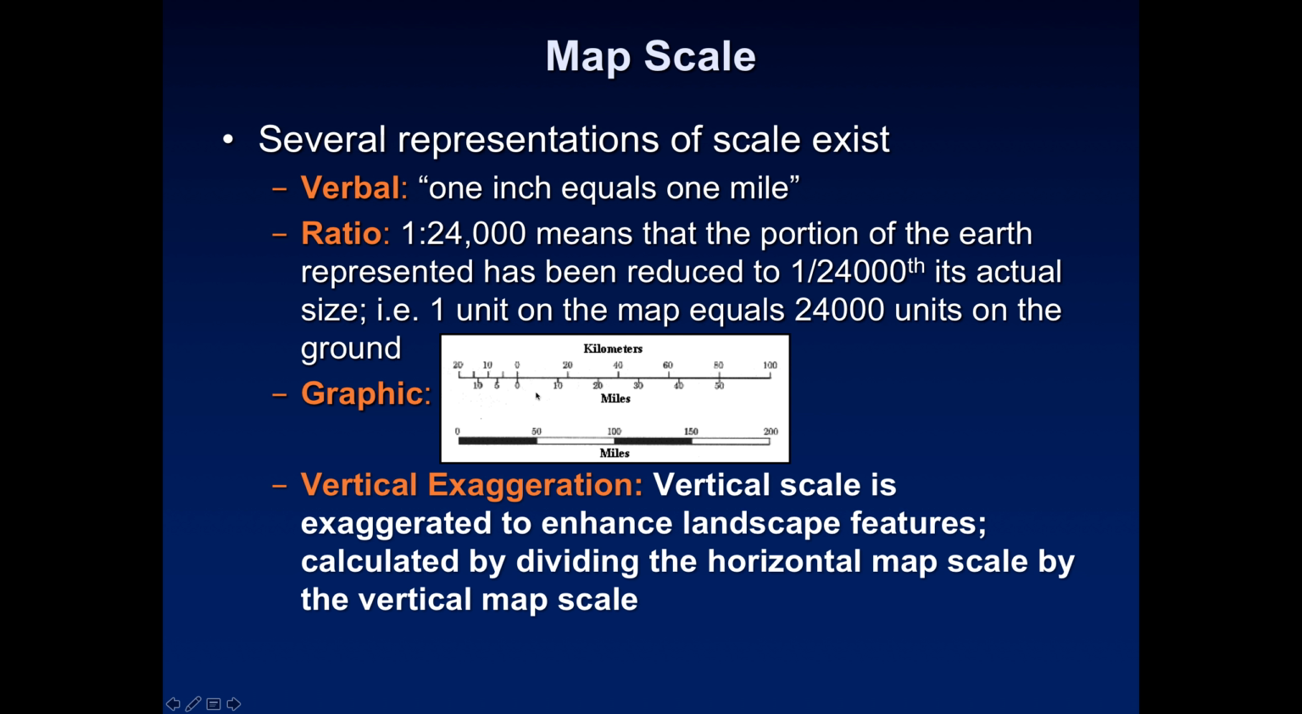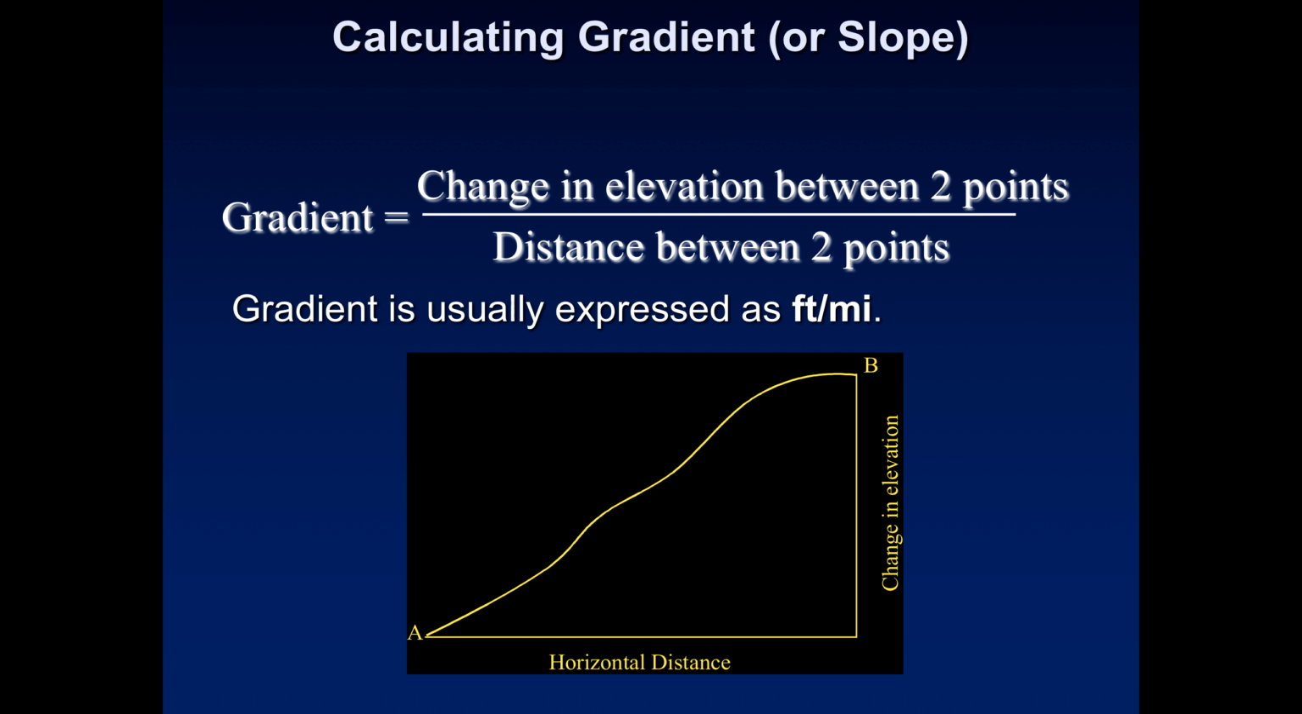Vertical exaggeration is not something we'll touch on much in this class, but if you're making a topographic profile of an area, usually they make the topography look more extreme. All right, so if you were to calculate gradient or slope, gradient is just the change in elevation between 2 points. It's just like math class. You figure out how much you're changing in elevation over what distance, okay? It's usually expressed as feet per mile. So how many feet are you changing over a mile?